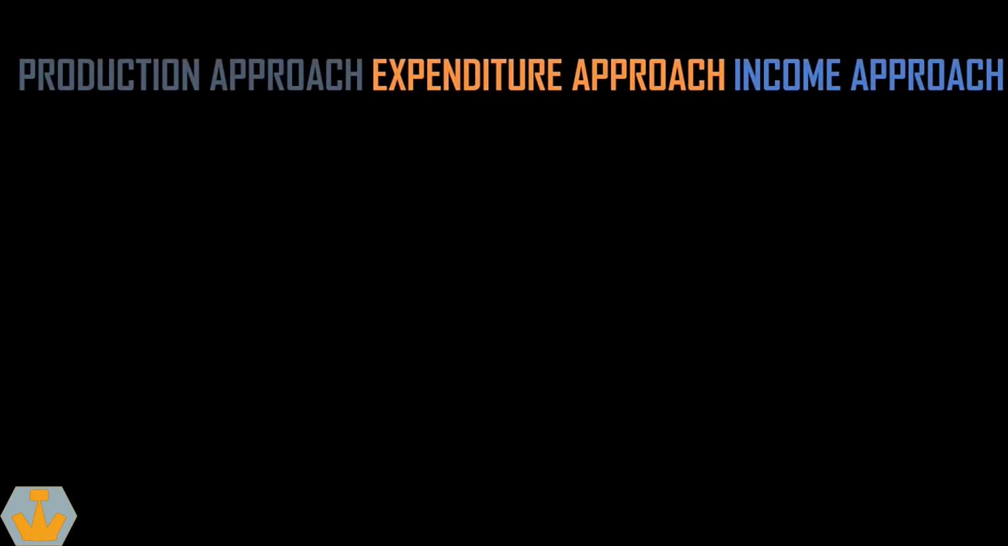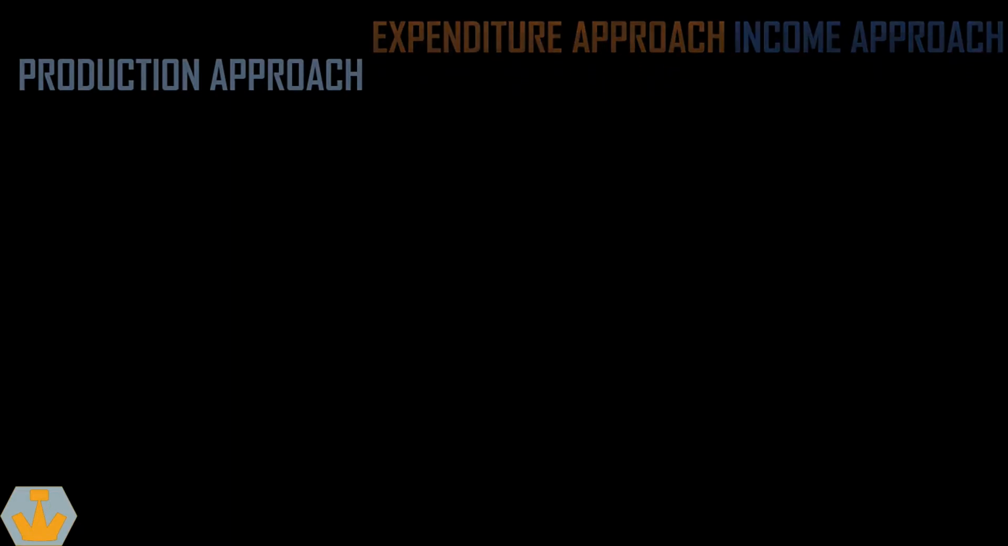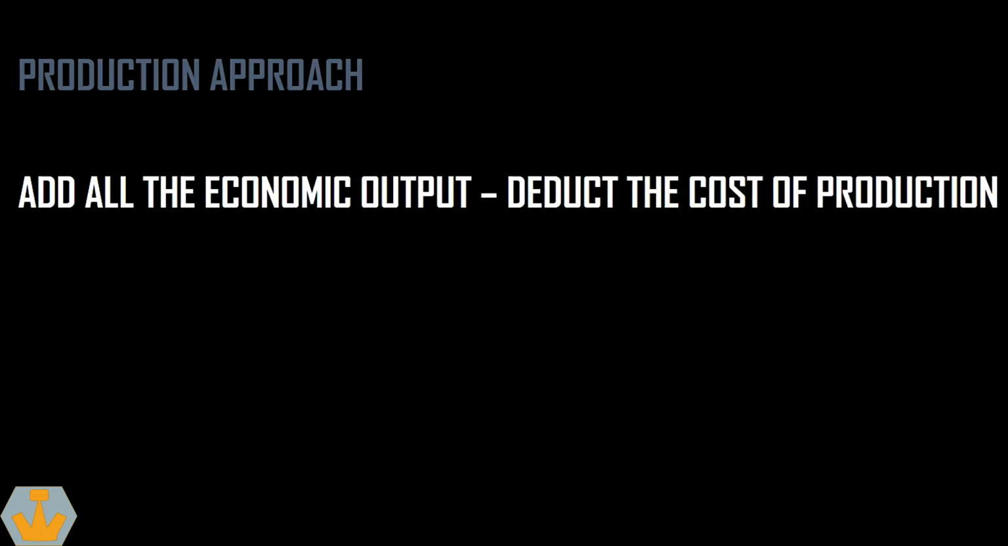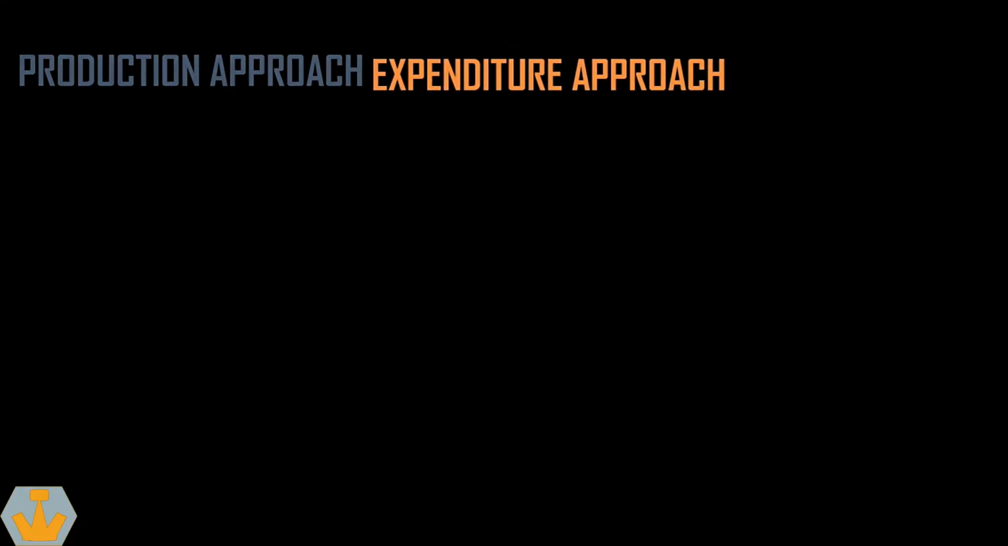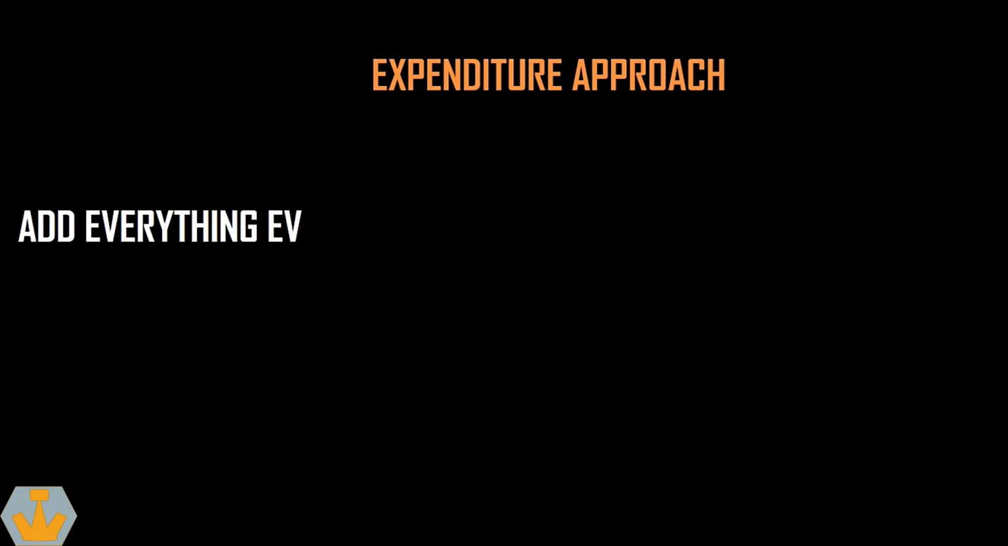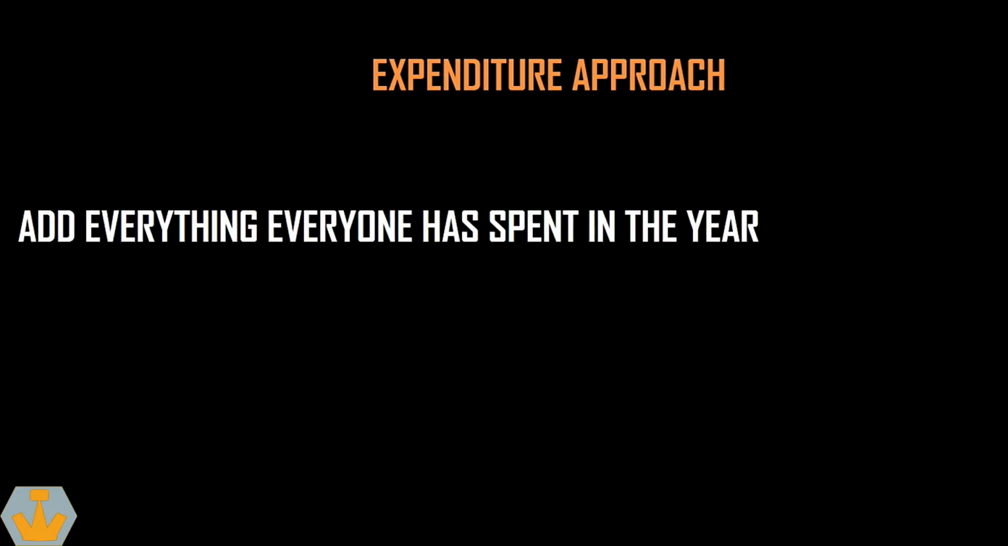These are the 3 approaches. I'll talk about the production approach first. In this approach, you have to add everything in the economic output and deduct the cost of the things that were needed to produce these things. After that, you have the expenditure approach. In this approach, you have to add everything that everyone has spent in the year. Pretty straightforward. You add everyone's expenditure over the entire course of the year.